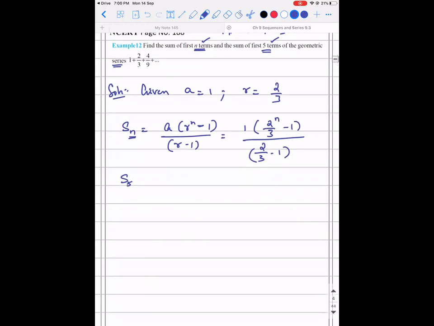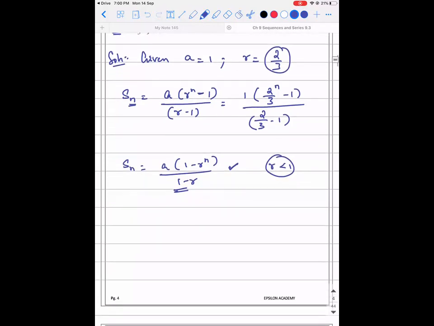Okay. See, there are two ways of writing. I'm going to show you some difference. Observe this carefully. Sn can also be written as A into 1 minus r power n divided by 1 minus r. Observe, they both are the same. What did I do? I took the minus sign outside in the numerator and denominator. I got 1 minus r power n by 1 minus r. You can use this when the value of r is less than 1. If you observe, 2 by 3 is a factor which is less than 1. But still, it is going to generate the same answer. You can either remember this formula or the previous one.